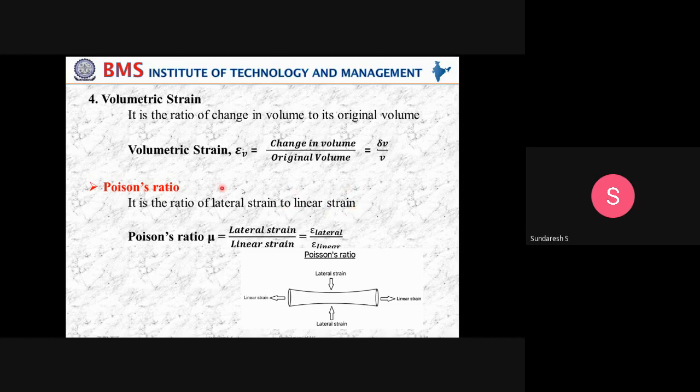Please remember, this is a very important definition. Many times it has been asked in your exam: define Poisson's ratio. Poisson's ratio is the ratio of lateral strain to the linear strain. We are going to express the Poisson's ratio either by using the term mu, or we can use nu. Nu is also another term we are going to use. So nu or mu, anything you can use.